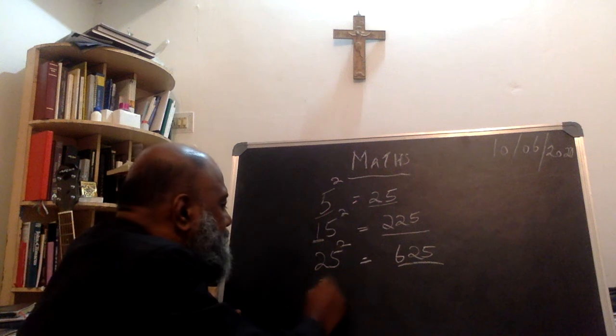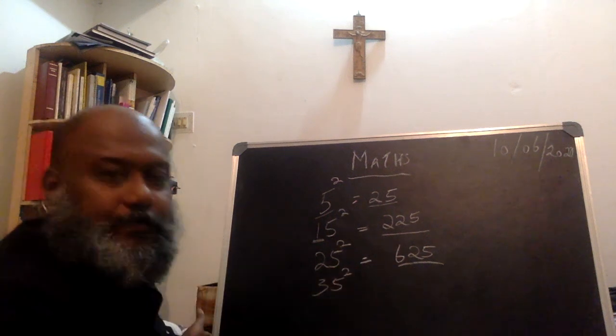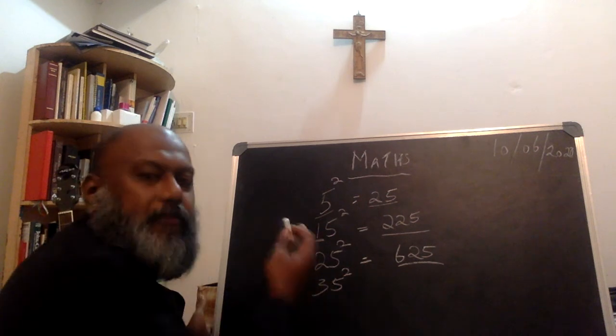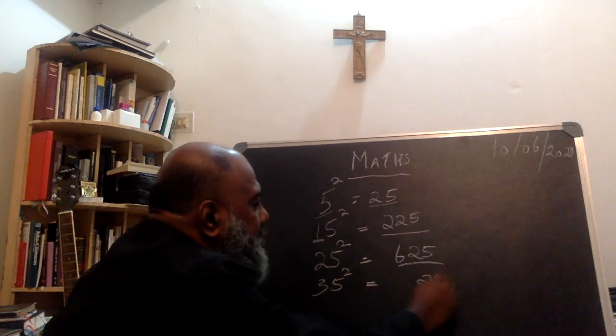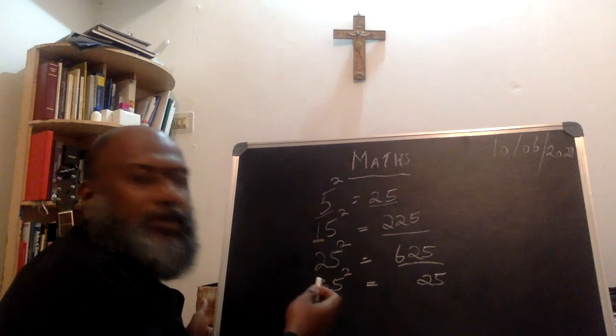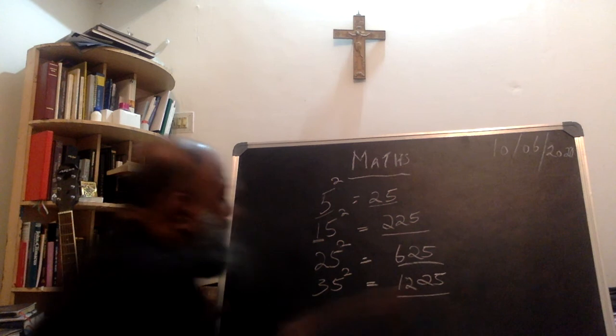Let's take another number, 35 square. Now we know very well, again, all numbers that are squared which have 5 at the end will end with 25. So we just put 25 at the end. We multiply 3 into the next number. 3 multiplied by 4 happens to be 12. So the answer is 1225.